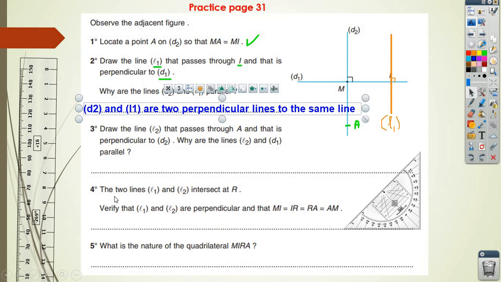Very good. In the fourth one, the two lines L1 and L2 intersect at R. So when you draw the lines L2 and L1 here, they intersect at point R. Verify and tell me that L1 and L2 are perpendicular and MI equals IR equals RA equals AM. When you draw the figure, all the lines, and we put the points, explain why they are equal. And what is the nature of the quadrilateral MIRA? When you draw, here I have I, M, A, and here the point R. So what do we call this quadrilateral?